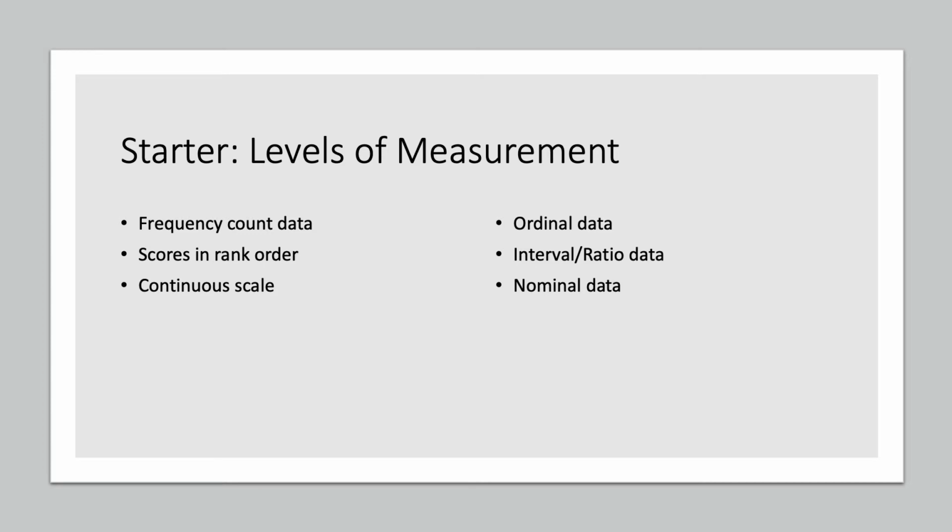Frequency count data is nominal data. So this is just where there are categories and we count the amount of times that the data fits into that category. And I'm going to talk more about that in a second. Scores in rank order is ordinal data. And I'll tell you how you can remember that. Continuous scale is interval or ratio data. So you probably have only learned about interval data at this point. I'm going to tell you what the difference between interval and ratio data is, although it won't really matter when you are choosing a statistical test.